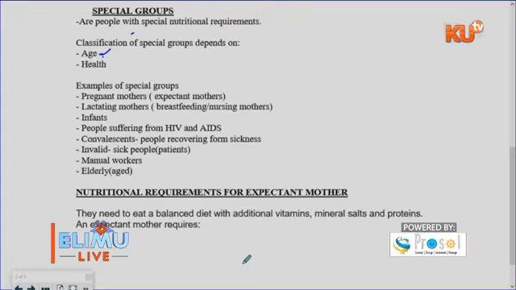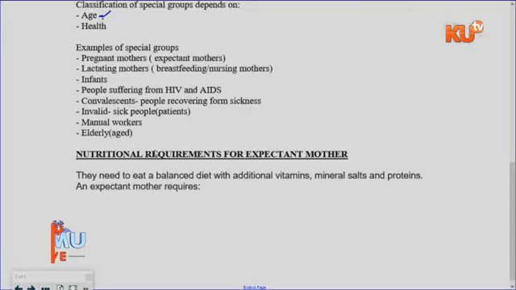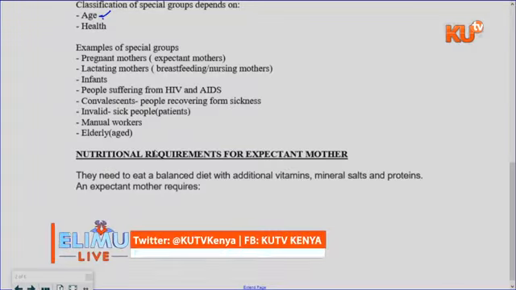And then we have got infants. Infants are these children that are below a certain age. We shall learn which age that is. Another special group, we have got people suffering from HIV and AIDS. These are people who have got this disease and they need a special meal that can sustain them so they can stay alive for a long period of time.